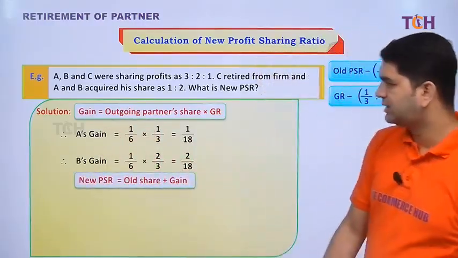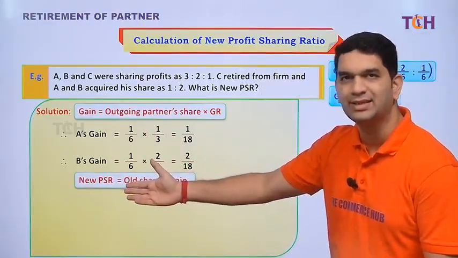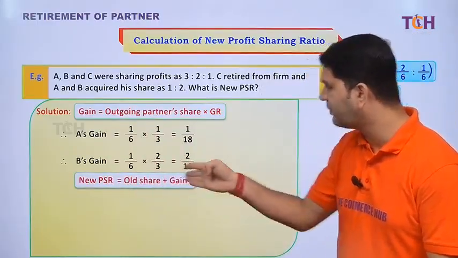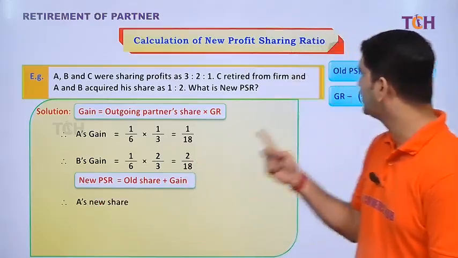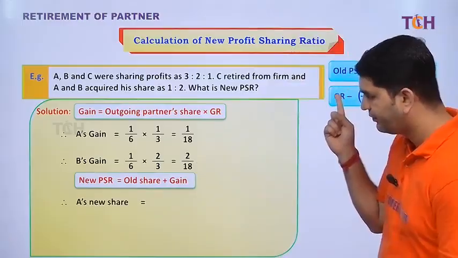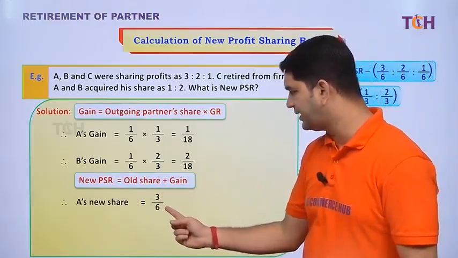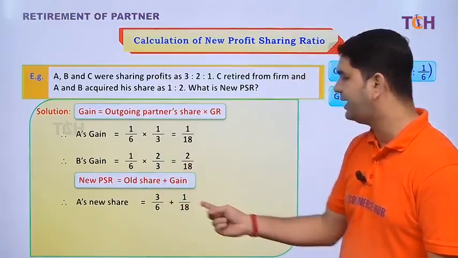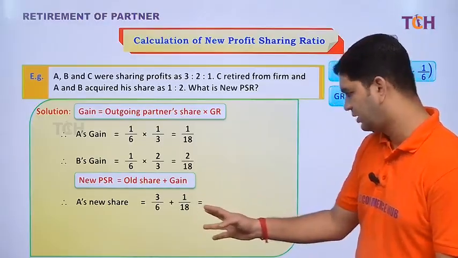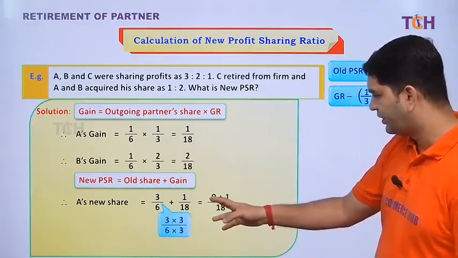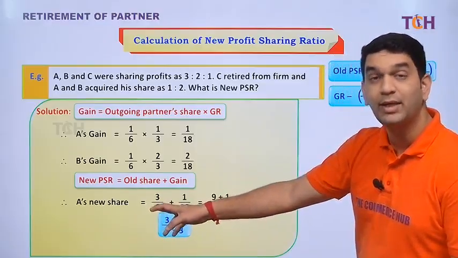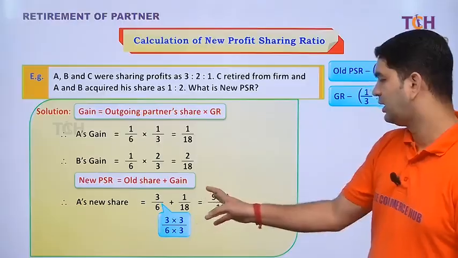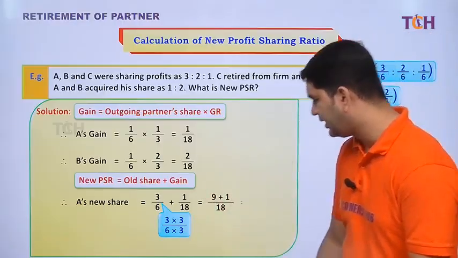Now, let us understand how to get the new PSR. The second step is old share plus gain. So what is the old share for A? Old share for A is 3/6. So A's new share will be 3/6 plus he is getting 1/18. Again, we have to equalize the denominator. Please understand this. If we have to equalize it as 18, you have to multiply by 3. So 9/18 plus 1/18 will be 10/18.